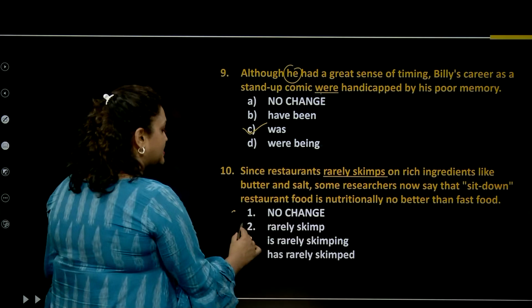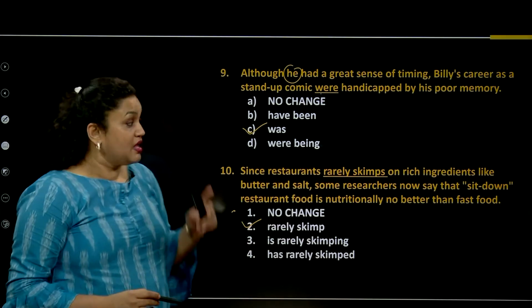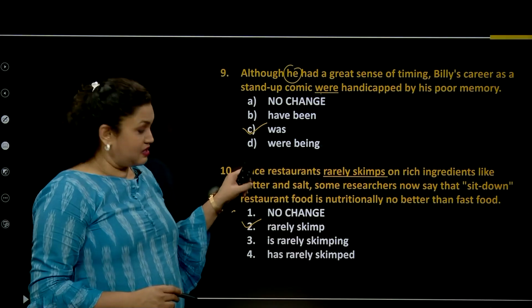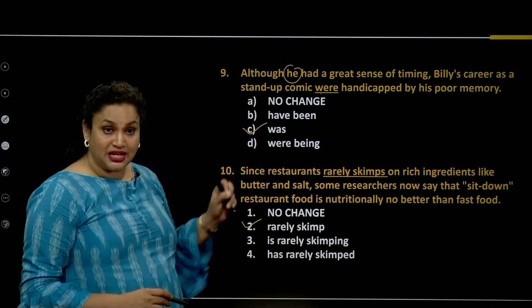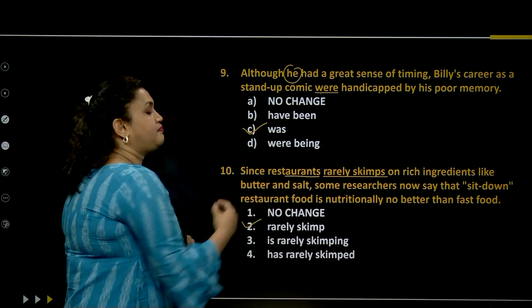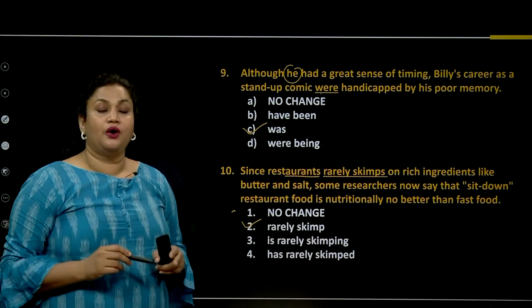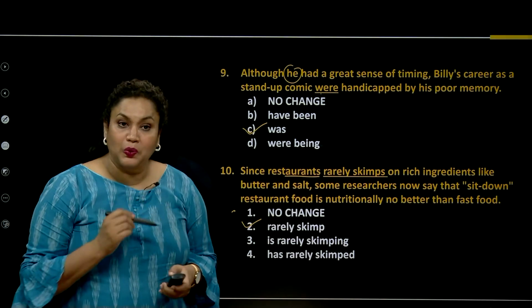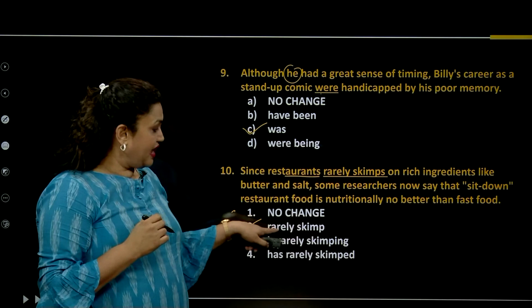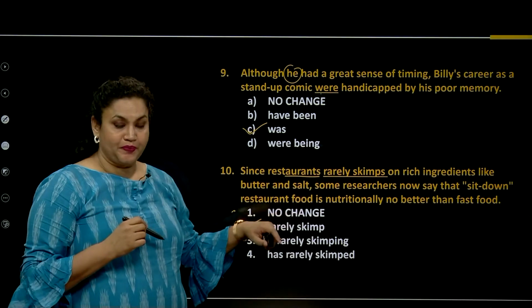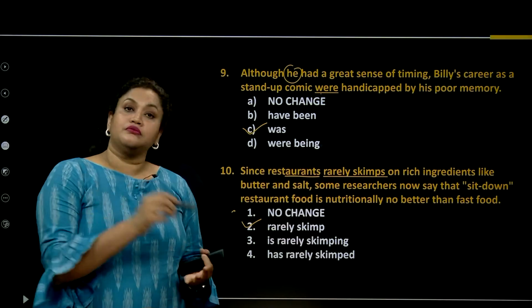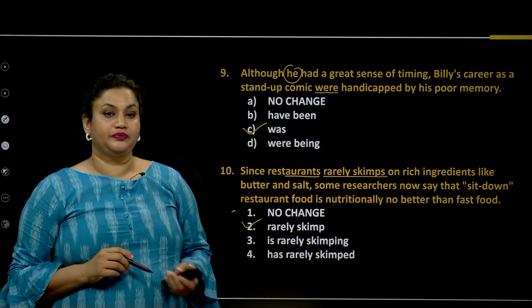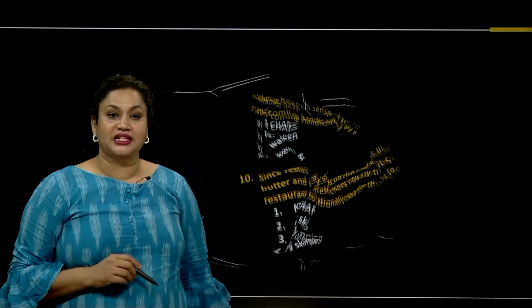We can easily say it talks about skimp, because though it is a sentence starting with since, the restaurants is a plural noun, and it will take a plural verb. Therefore, we have taken rarely skimp. Skimps means a single noun. Let's go to the next question.